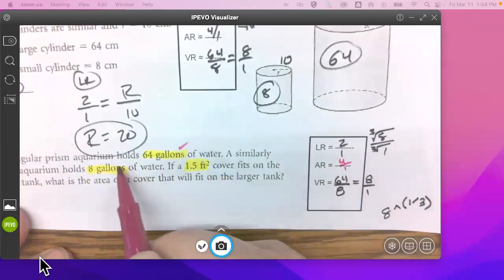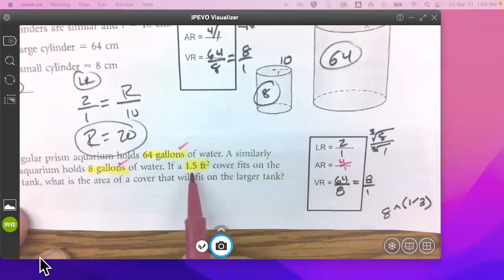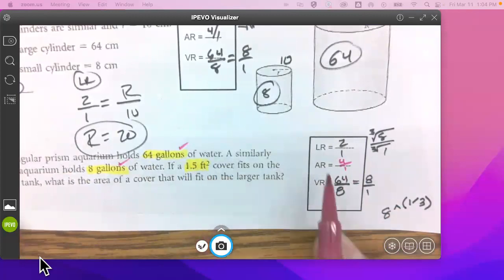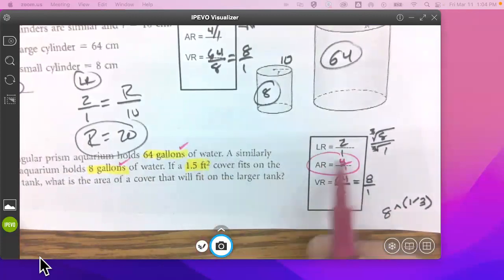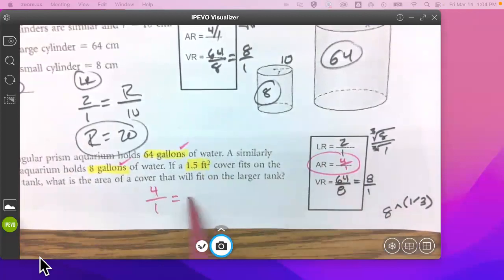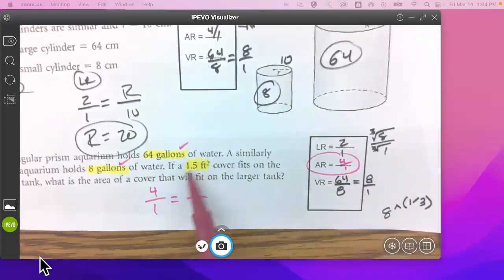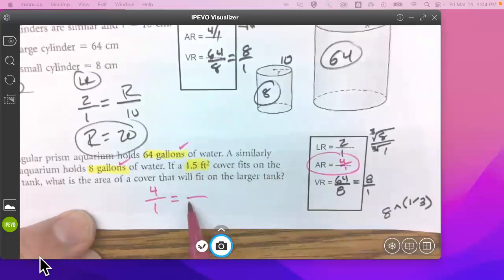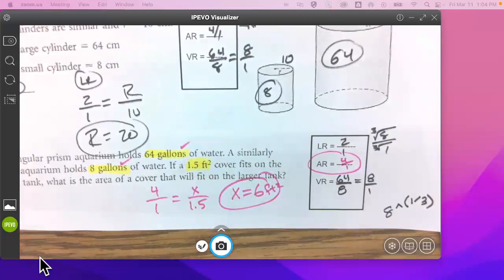We've used up 64 gallons and 8 gallons. The only number left for us is 1.5 feet squared, the area of the cover, and it wants us to find that. So is that a length, area, or volume ratio? Area, because it's feet squared. So I'm going to use this ratio, 4/1. And then we've got 1.5, which fits on the smaller tank. So is that going to go below or above? 1.5, because 1 is smaller than 4, and we're looking for x. Cross multiply to solve, we get x is equal to 6. And we'd use the same units, feet squared.